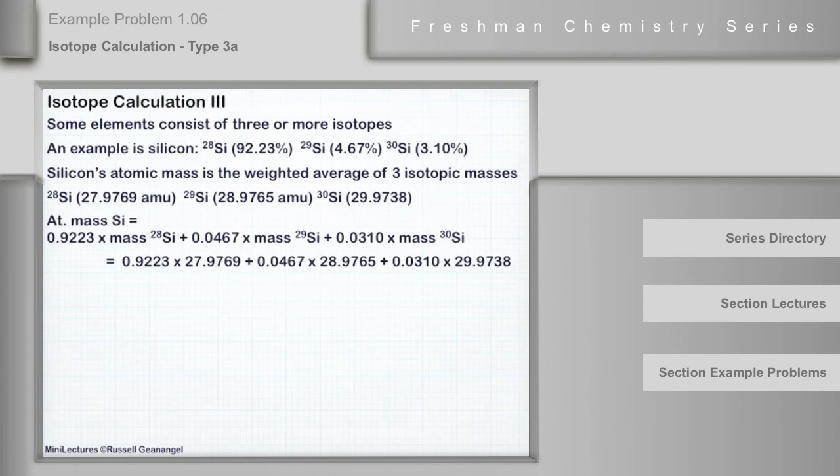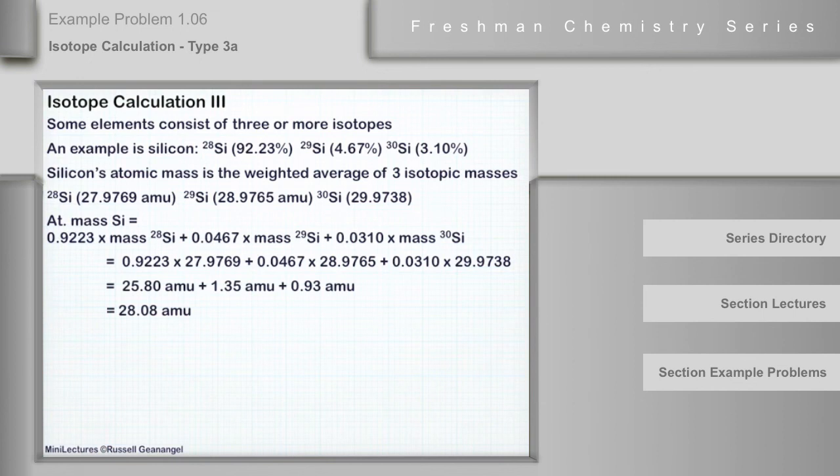The contribution from silicon 28 is in the first term. The contribution to the atomic mass of silicon from silicon 29 is in the second term, and that from silicon 30 is in the third term. And if we do the multiplications, we end up with these AMU values, and the weighted average atomic mass of silicon is 28.08 AMU. Most periodic tables show 28.09.